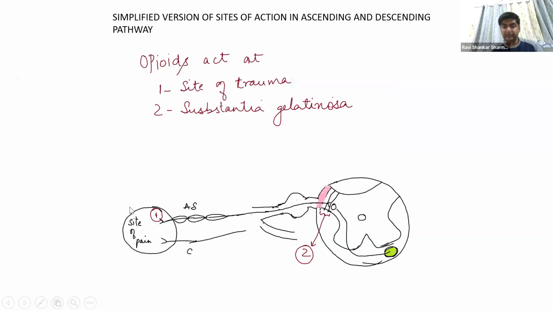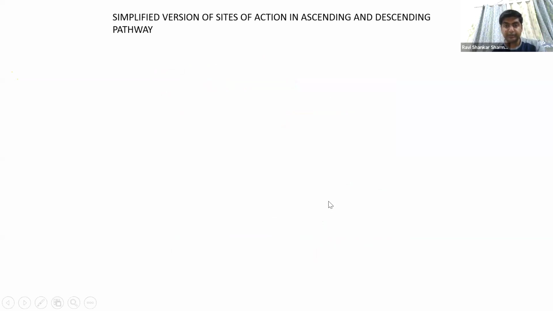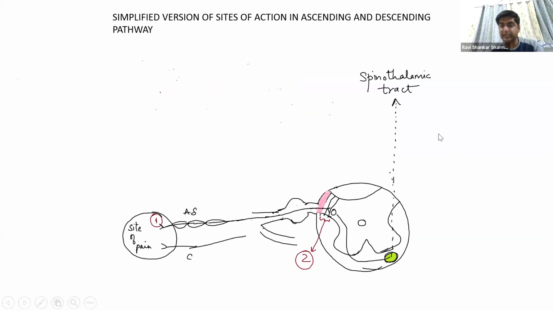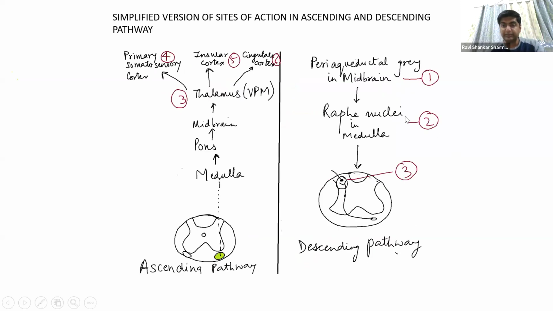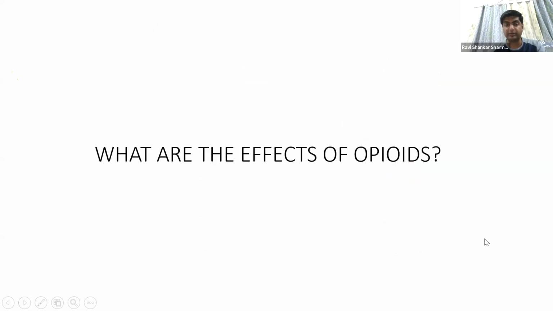One is the site of pain, the lamina 2, the substantia gelatinosa, where opioid receptors are abundant. Then comes the spinothalamic tract, the pain pathway. Number three is the thalamus, where they are prominent. Then the somatosensory cortex, the insular cortex, and the cingulate cortex. Then in the descending pathway, the PAG, the periaqueductal gray matter in the midbrain, the raphe nucleus in the medulla, and again the dorsal horn of the spinal cord. These are the locations of opioid receptors.